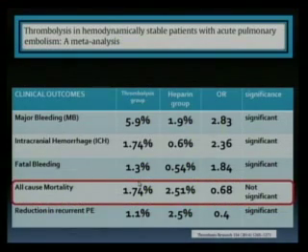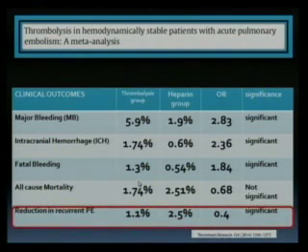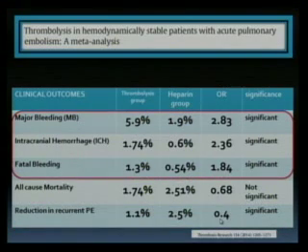all-cause mortality, there's no significant difference. There's a difference in the reduction of pulmonary embolism, but look at the absolute risk difference. It's at 0.4%. But look at the compromise, the trade-off. Major bleeding, intracranial hemorrhage, and fatal bleeding are very high, significantly different between the two groups.